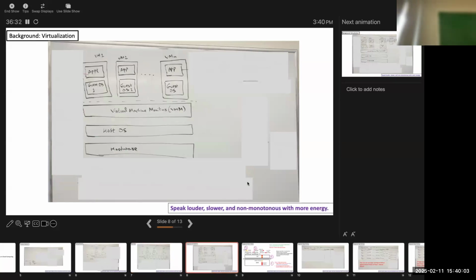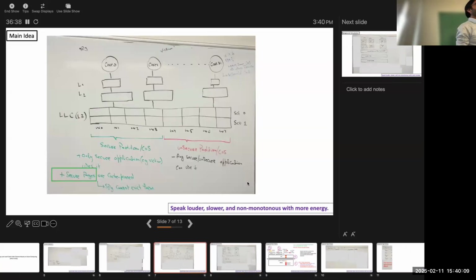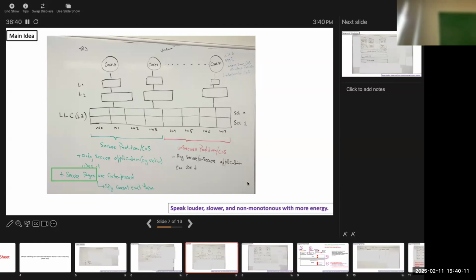Any questions? So if a cache is pinned, is there another method to gain that information on that cache pin, since you can't get it through flush and reload or prime and probe? Would there be another attack?